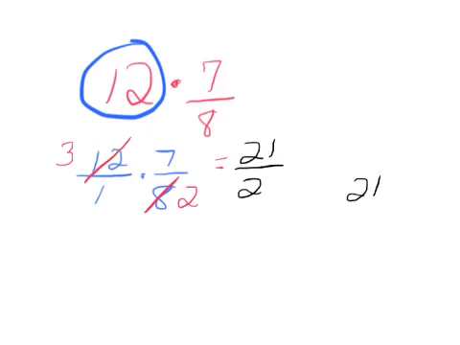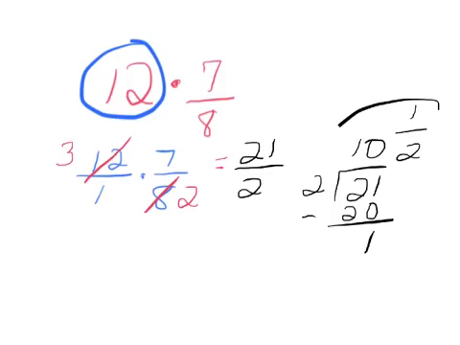And now I'm going to simplify. So it goes in 10 times. I get 20. 1 left over, so I get 10 and a half.